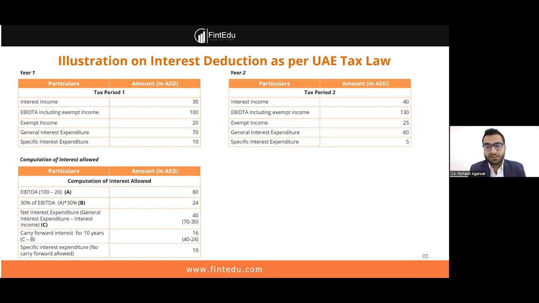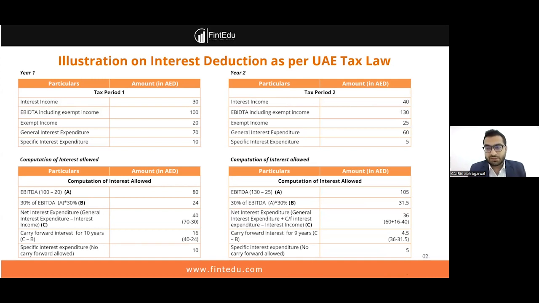The year two numbers look something like this, wherein we have an interest income of 40, EBITDA of 130, exempt income of 25, general interest expenditure of 60, and a specific interest expenditure of 5. We go through the same process, calculating the adjusted EBITDA. That turns out to be 105 dirhams, 130 minus 25. Then again, the 30%, the maximum allowable interest that can be deducted, is 31.5. However, we have a net interest expenditure of 36. Very simple math on how we arrived at 36: 60, what we had this year, reducing the interest income of 40, and adding the 16 from the carry forward. So 36 is the total interest expenditure available for deduction, but we can unfortunately deduct only 31.5. So this remaining 4.5 will be carried forward.